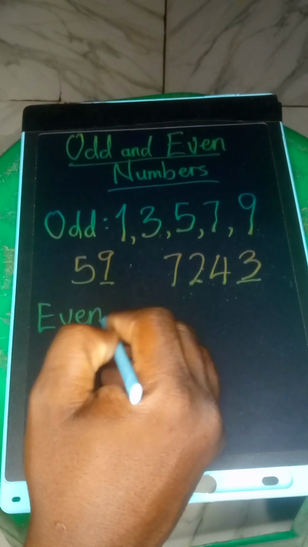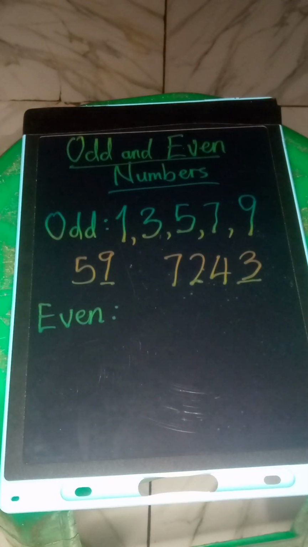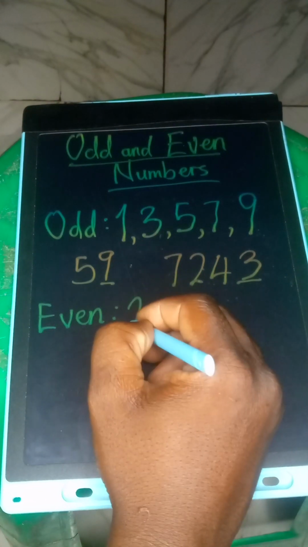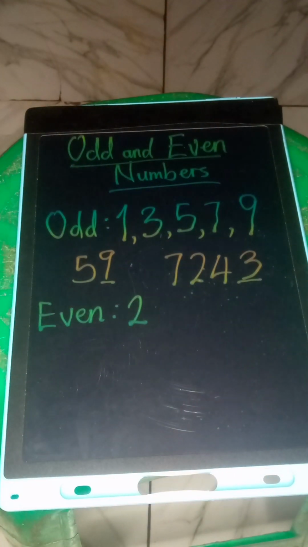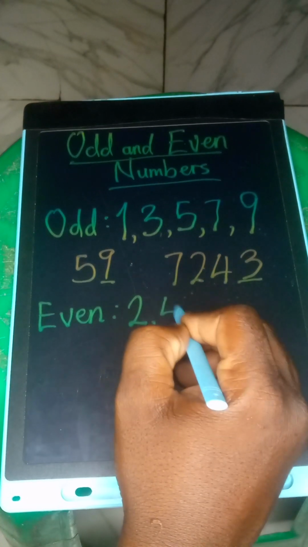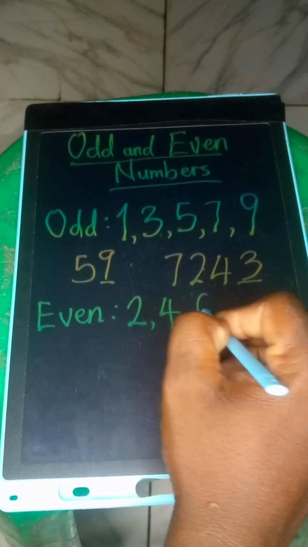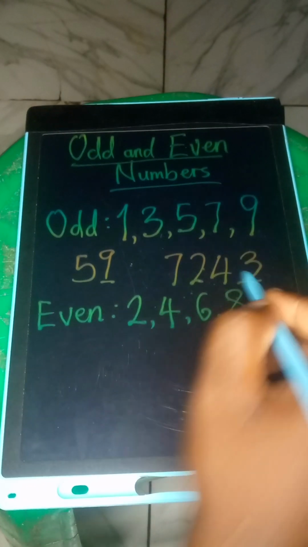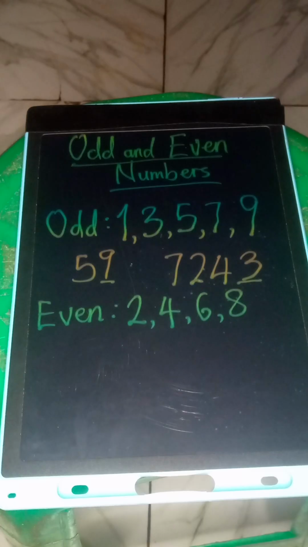Even numbers are numbers that can be equally divided into 2, or numbers that 2 can divide without a remainder. And we also have some numbers that we can use to identify even numbers. The first number that is an even number is 2. 2 is an even number. It can be divided equally into 2. The next one is 4. 4 is an even number. 6 is an even number. 8 is an even number. So these 4 numbers are even numbers.